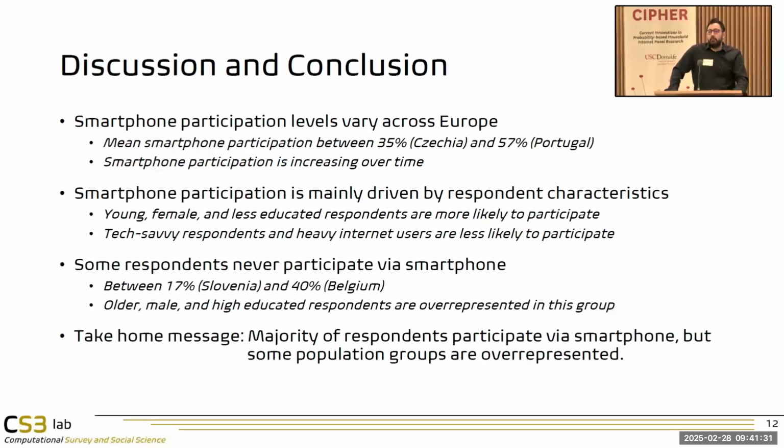So I'm running out of time. The take-home message is that the majority uses smartphones, and it's increasing, but we're still not there. And some respondent groups are overrepresented.